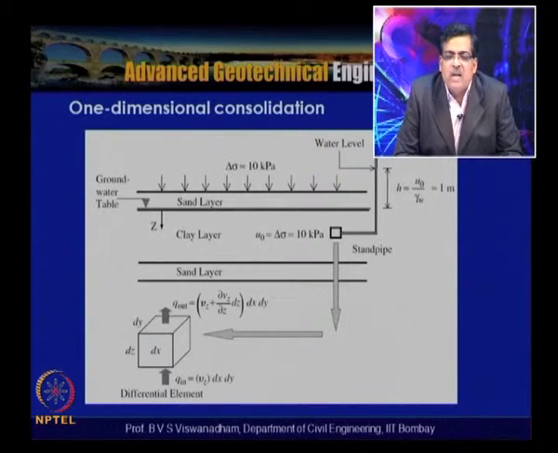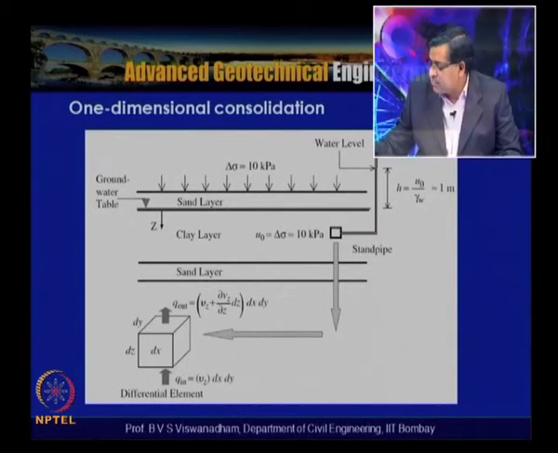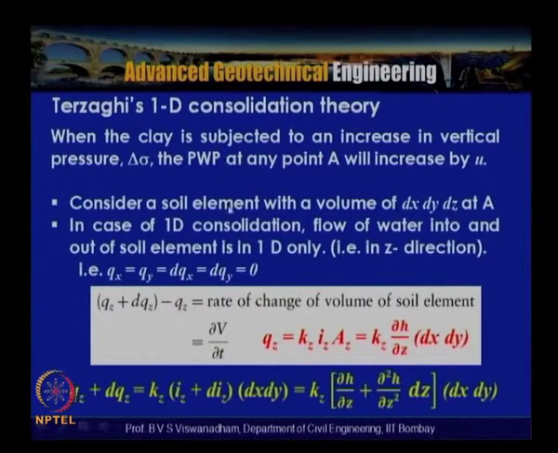That means that water enters the element and water leaves the element. The water entering the element is nothing but Q equal to A V, the continuity equation, wherein Q in is equal to dx dy, the element area, into Vz, and Q out is nothing but Vz plus dou Vz by dou z into dz, into dx dy, because of the pore water pressure change. Consider a small element having a volume of dx dy dz at A, so V is equal to dx dy dz at the point A.